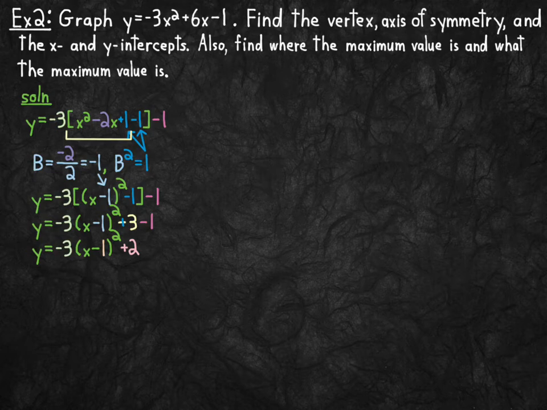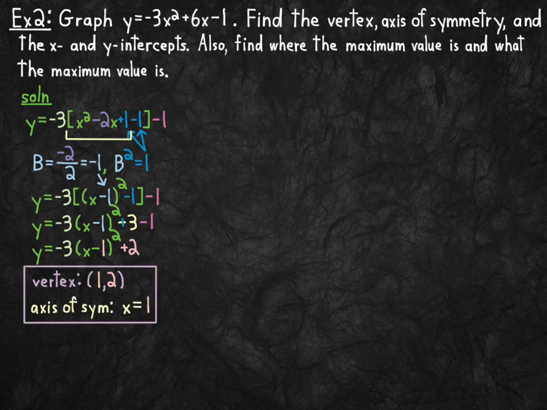It didn't say to graph, but the types of things they're asking for, I should probably graph it. So the vertex is 1, 2. The axis of symmetry is x equals 1. That's just from setting x minus 1 equal to 0. You solve, you get x equals 1.